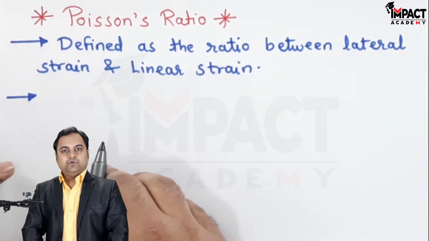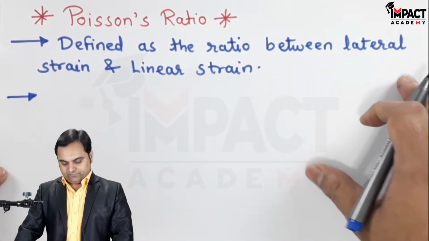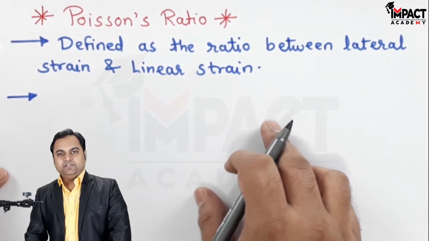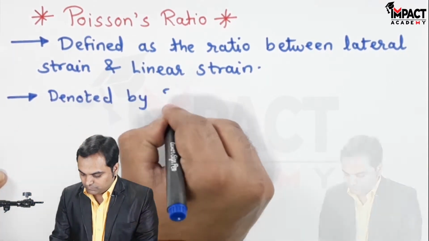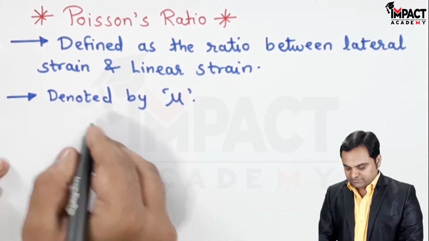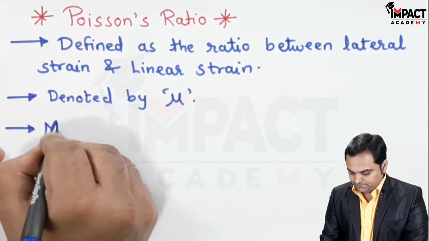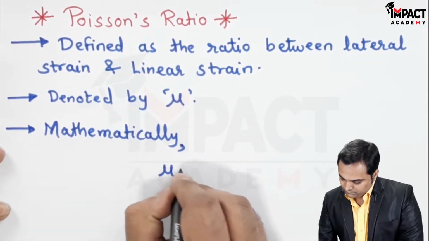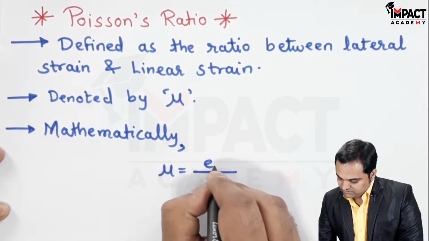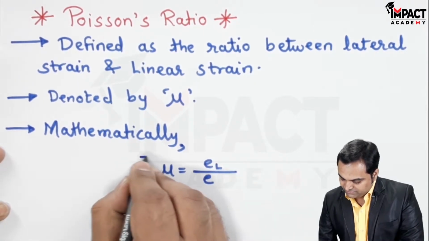So Poisson's ratio is basically defined as the ratio between lateral strain and linear strain, denoted by mu, and it is given by the formula mu is equal to lateral strain upon linear strain.